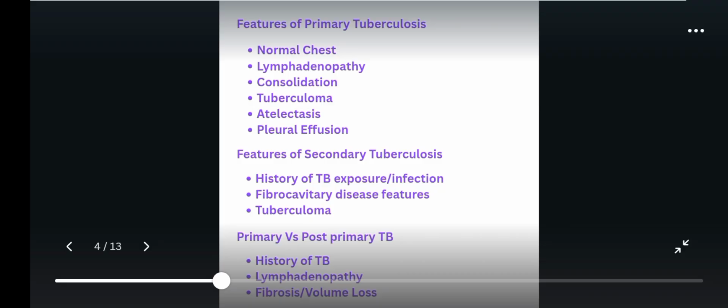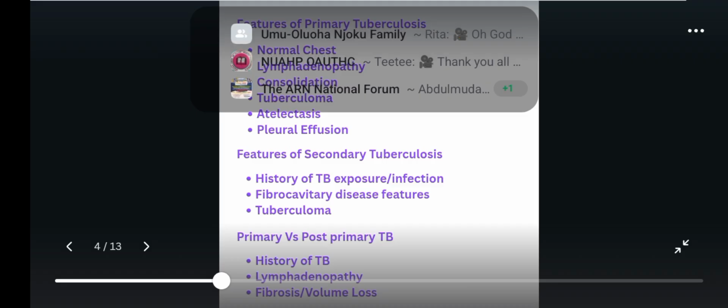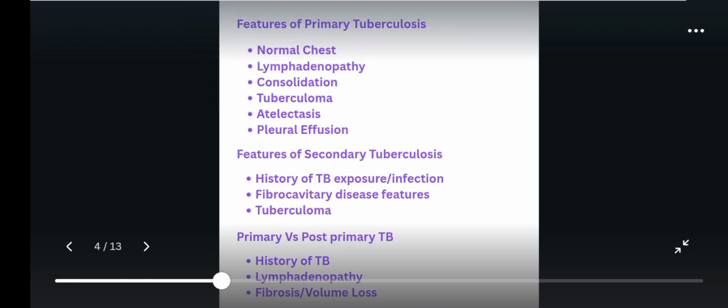In post-primary TB, the earliest radiological sign is small nodules and branching centrilobular lesions that increase in size and coalesce to form ill-defined patchy consolidation. The other sign also is tuberculoma. I've already explained extensively what tuberculoma is. It's also a feature that you see in post-primary TB.